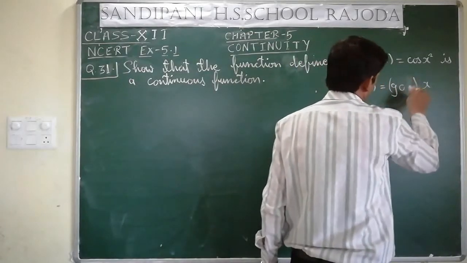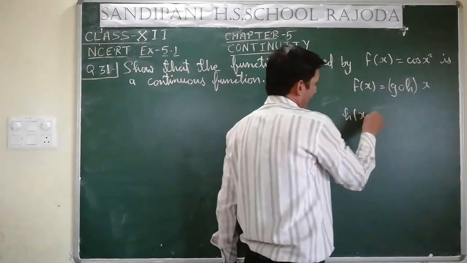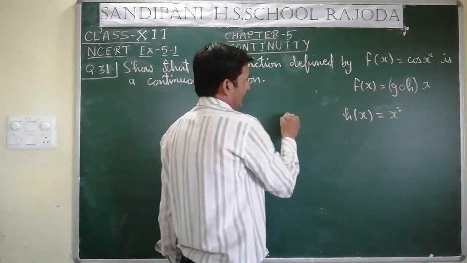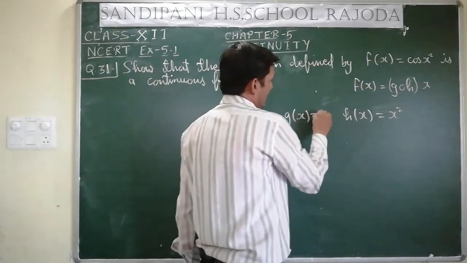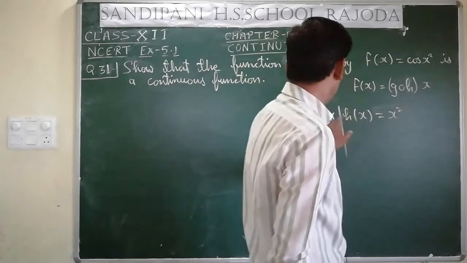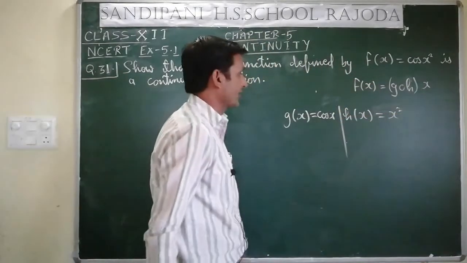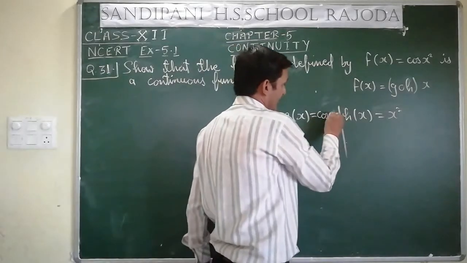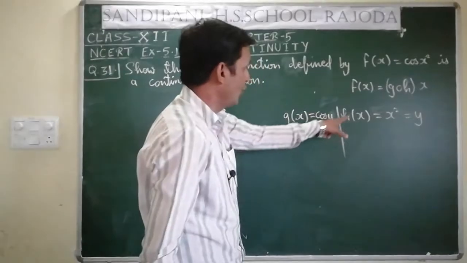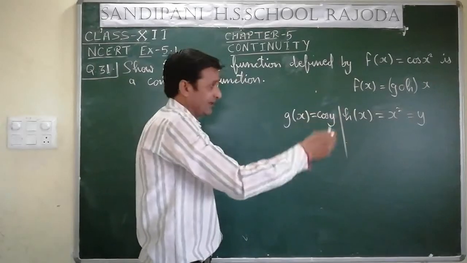You may write it like this, where it is cos, g o h, because f we have already assigned. So you may assign h of x is equal to x square and g of x is equal to cos x separately, because if you are assigning h of x as x square, then it will become cos x square. Suppose, let us see, I am writing it y. So what it will become? G o h of x, that you have done in class 11th also.